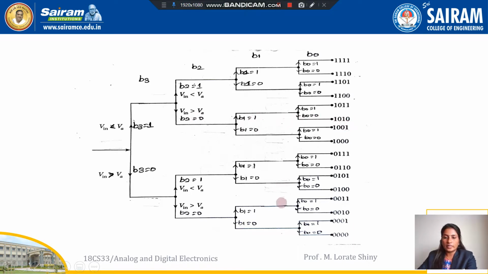One more case we will check. At this point, B3 is 0, B2 is 0, B1 is also 0. So I have to check the last one. At this point I will compare VIN and VA. If VA is greater, 1, so the final output is 0, 0, 0, 1.